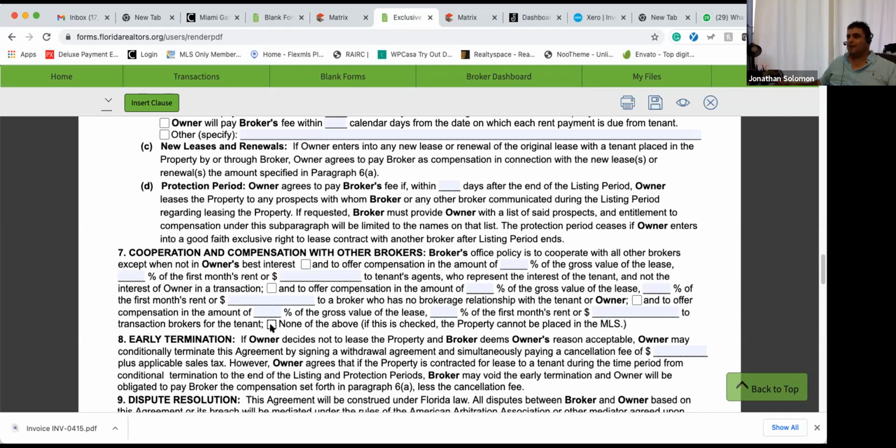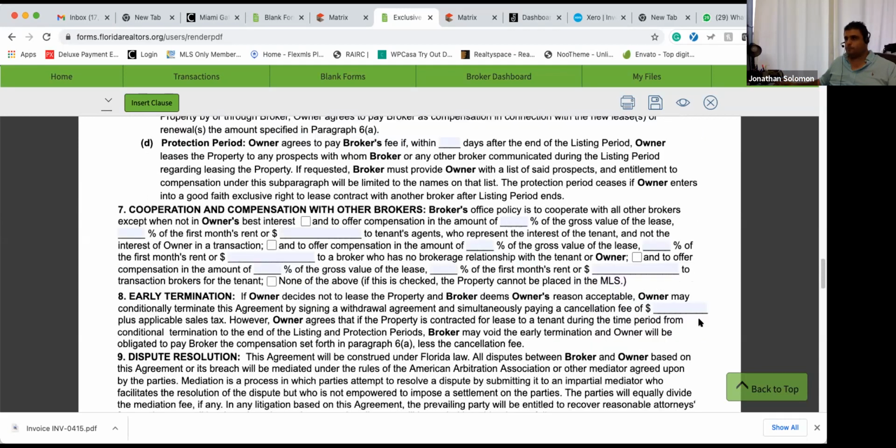And if the landlord doesn't allow you to compensate another brokerage at all, then it means you're not allowed to put this listing on the MLS, because the main point of the MLS is to compensate other brokerages for bringing you their potential clients. So how much are you going to compensate the cooperating brokerages if you're going to work with another brokerage? And we're going to put it right here.